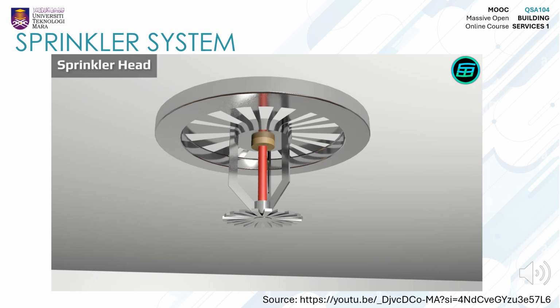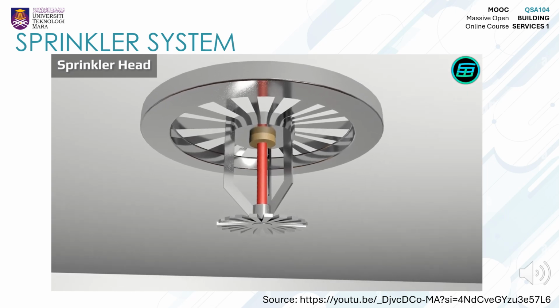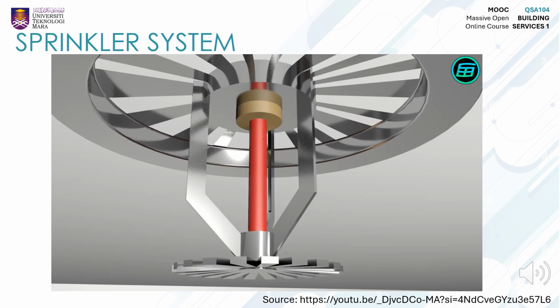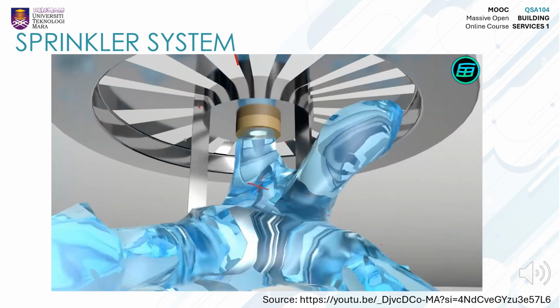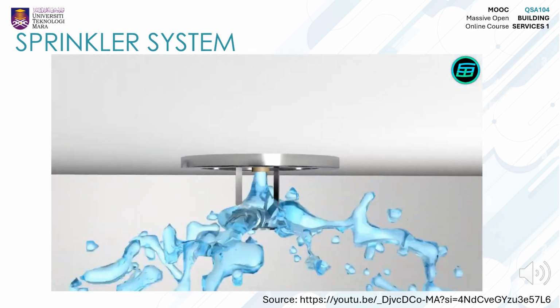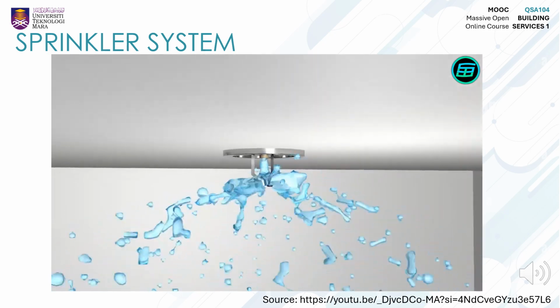The sprinkler head is made up of a plug, a liquid-filled glass bulb, a sprinkler and a frame. When a fire starts, the temperature of the environment rises and the liquid in the glass bulb begins to expand. If the temperature continues to rise, the liquid expands so much that it breaks the glass. There's then nothing left to stop the water, and it begins to come out from the plug. When water hits the sprinkler, it's spread over a larger area.